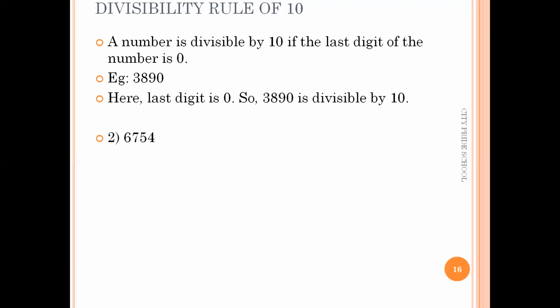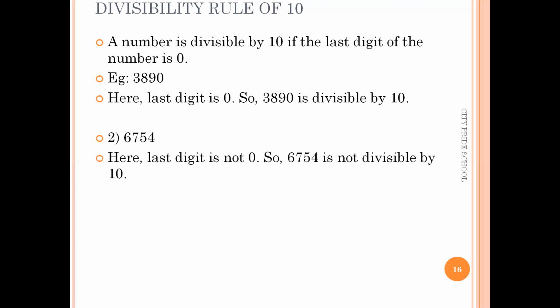6754. Here the last digit is 4. It should be 0, but it is 4. So 6754 is not divisible by 10.